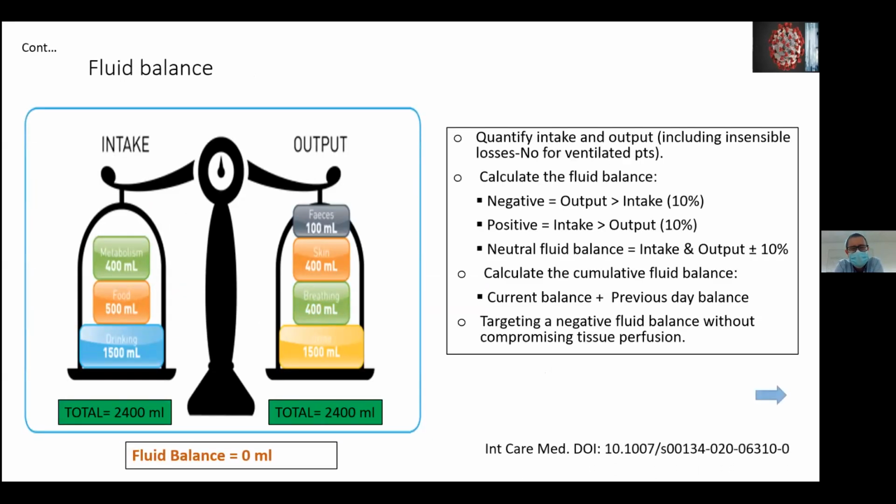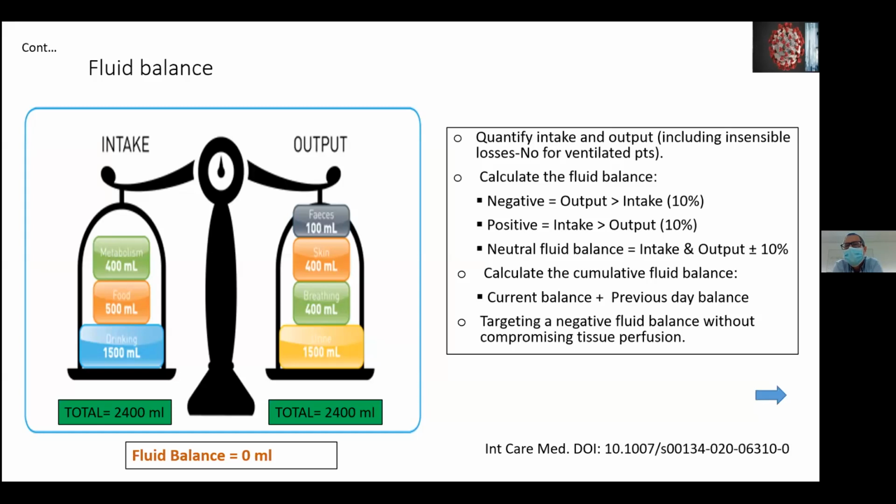Then, the importance of fluid balance. Fluid balance is very important when you are setting your fluids. In an ideal scenario, as you see in this figure, you have intake and output where the total for both is the same. It means 2,400 ml for each. It means the ideal balance is 0. The same amount that goes in should be the same amount that exits the body. But this is an ideal that most of the time is not achieved. There is a permissive range that we will see.